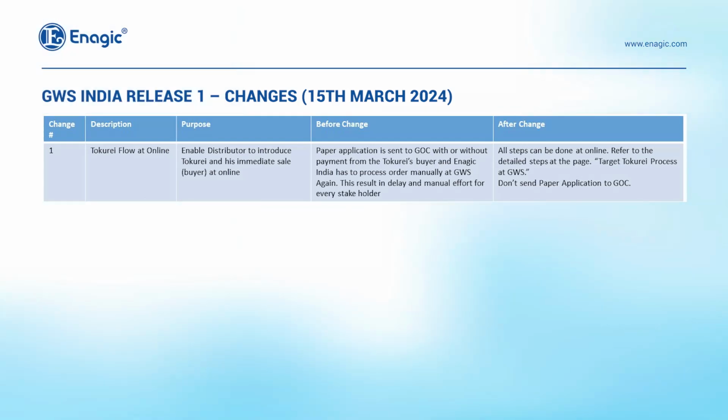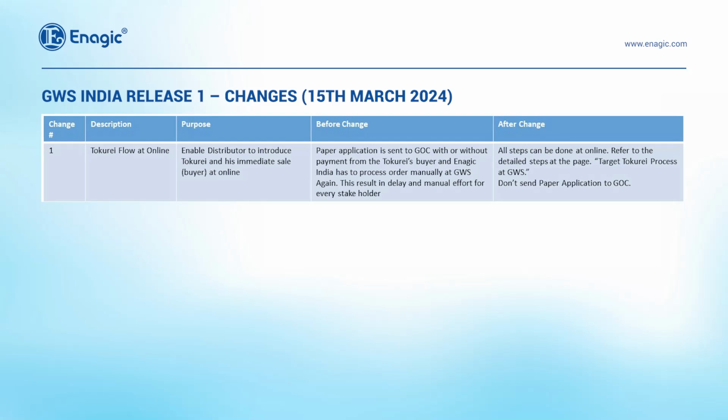Before change, paper application is sent to GOC with or without payment from the Tokure's buyer, and Enagic India has to process order manually at GWS again. This results in delay and manual effort for every stakeholder. After change, all steps can be done at online. Refer to the detailed steps at the page.